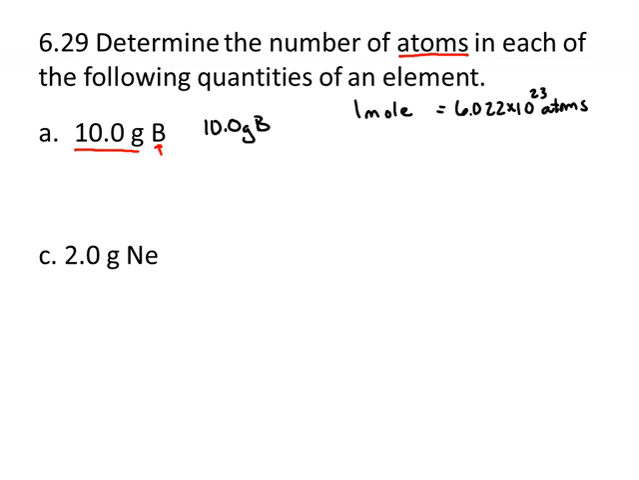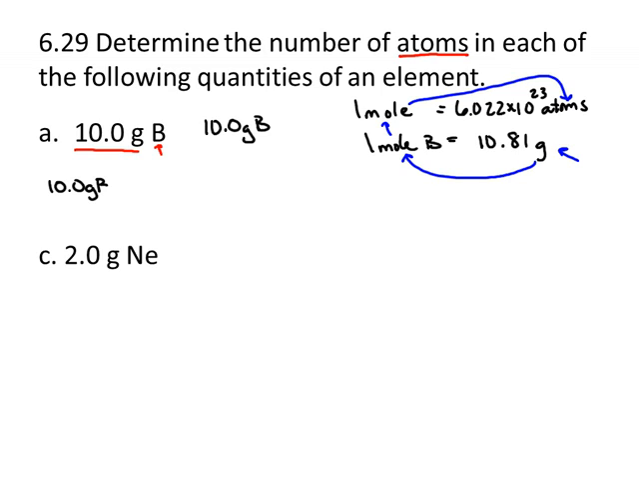And I also know that 1 mole of boron has a molar mass of 10.81. And I'm picking up this number from the periodic table. So I have 2 pieces of information. And I see that my grams start here. And that from grams, I can go to moles. And from moles, I can go to atoms. Okay, so let's do that.